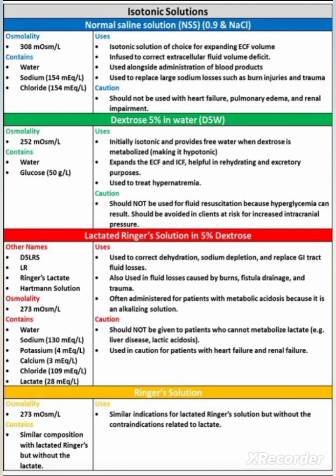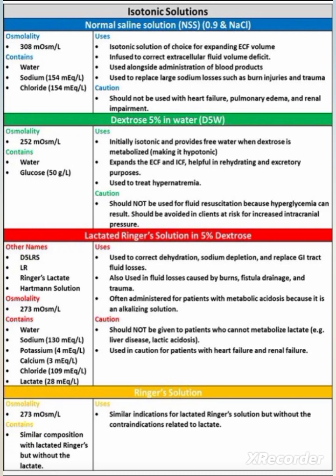The main uses of Ringer lactate solution, or lactated Ringer solution, are to correct dehydration and sodium depletion, and to replace GI tract fluid loss. It is also useful in fluid losses caused by burns, fistula drainage, and trauma. It is often administered for patients with metabolic acidosis because it's an alkalinizing solution. Ringer lactate can be given for nausea, vomiting, diarrhea, and dehydration. In all these cases we can give Ringer lactate.